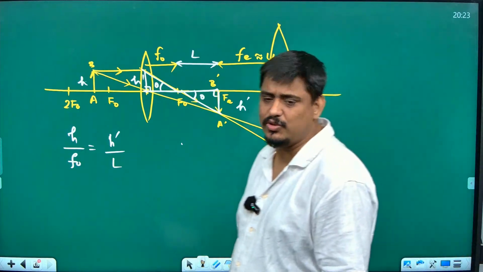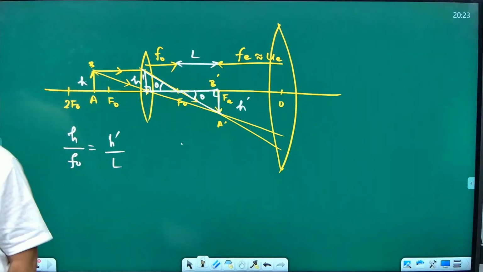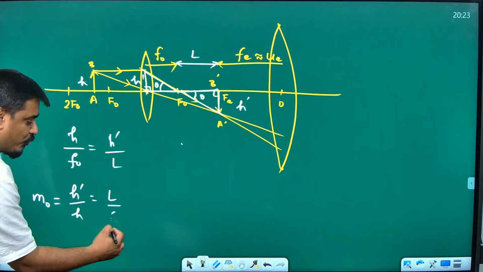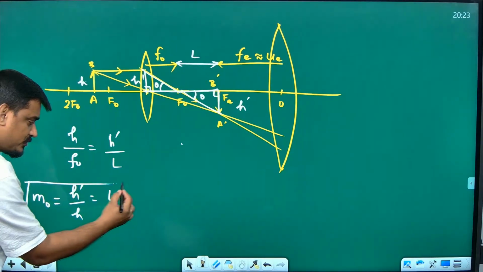You can take tan theta also if you want, but I am doing it the similar triangle way. Both are the same only. So from here you are going to get h dash by h, which is nothing but the magnification of the objective. Am I right? It is going to be L by fo. Is it clear to you?